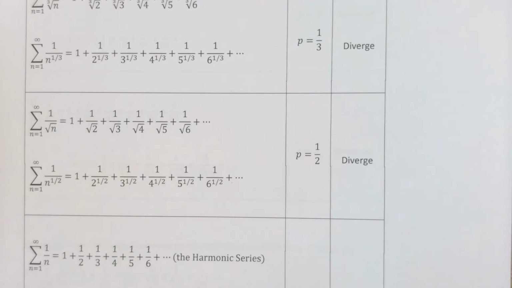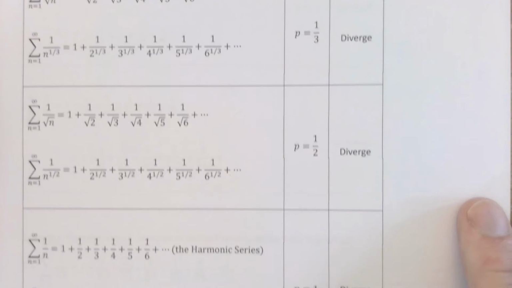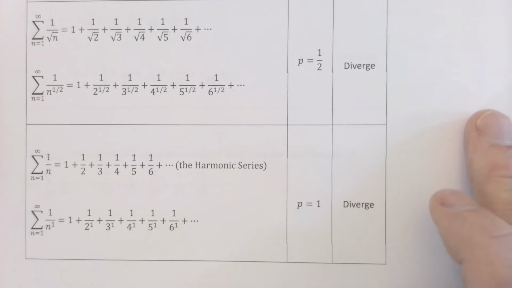Okay, P is supposed to be a positive number. It can be any real number. There's a threshold where you can tell that a series is going to converge or diverge just based upon comparison to the threshold, and we're about to get to that threshold.